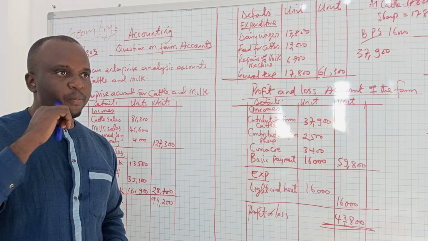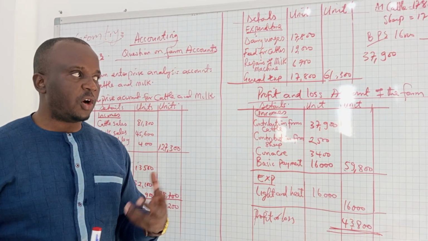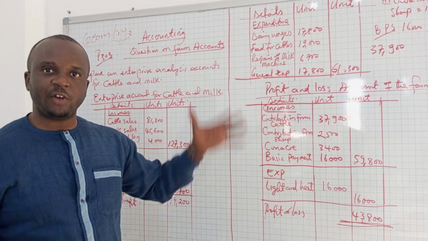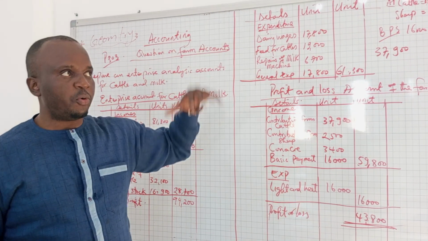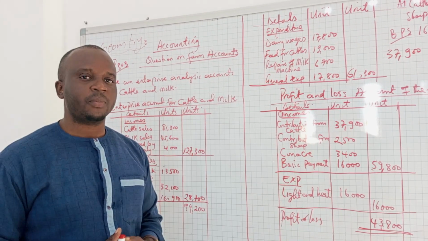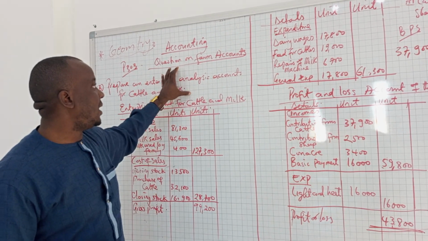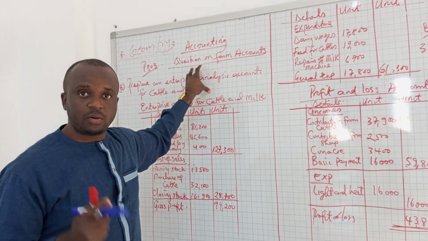So they asked us to prepare a general analysis account for the whole farm that gives analysis of its receipts and its payments. We have done that before, where we created a double column sheet that shows all the receipts of the farm and all the payments. But the second part of the question says we should create an analysis account for cattle and milk.